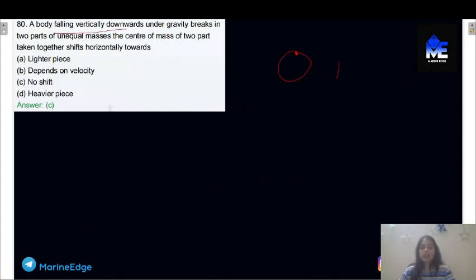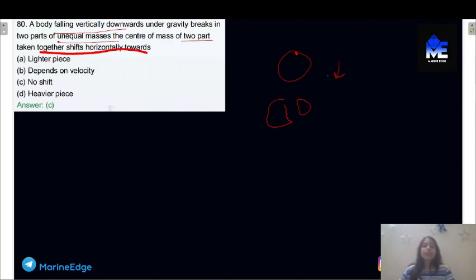Now, a body is falling vertically downwards. So we have an object, let's say it is falling vertically downwards under gravity, breaks into two parts. So this object is breaking down into two distinct parts, okay, of unequal masses. The center of mass of the two parts taken together shifts horizontally towards.